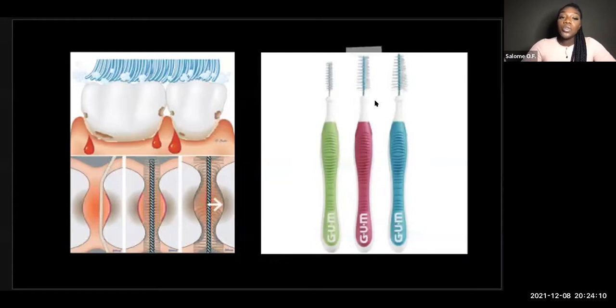So in those patients, you want to use these things, they call it a Proxy Brush, and it's in Walmart, Rite Aid, CVS, anywhere that you can go find things to brush your teeth, mouthwash, toothpaste, those are all there.